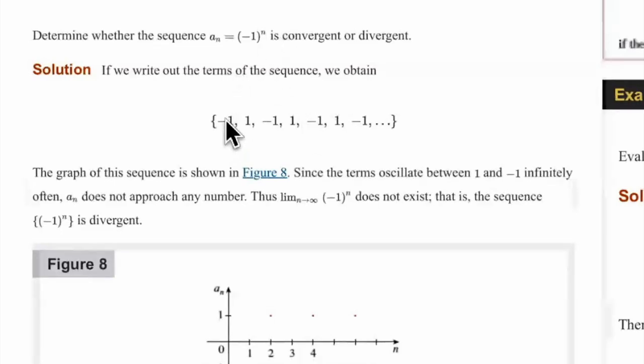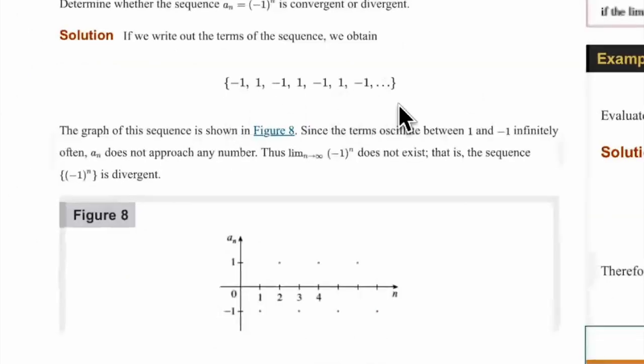This is the alternating sequence: -1, 1, -1, 1. Do you think this sequence converges? Why or why not? It diverges because sometimes it goes to 1, sometimes it goes to -1. It keeps going up and down, 1, -1, 1, -1. It doesn't go to a fixed finite number. So we say that this sequence diverges.